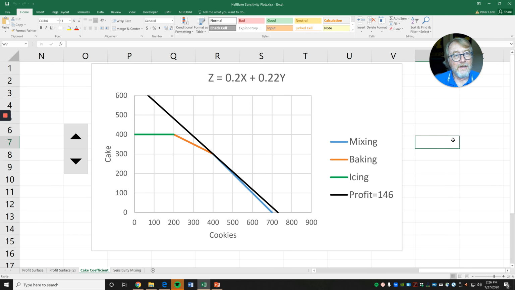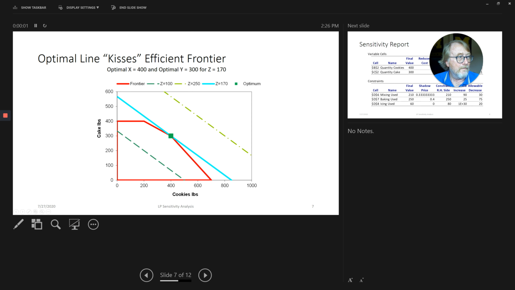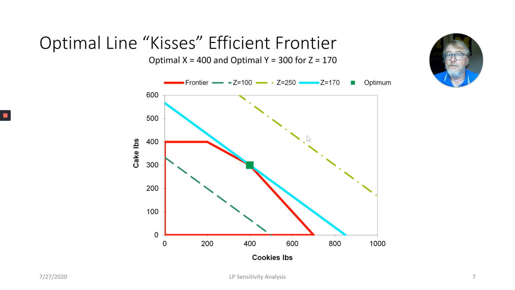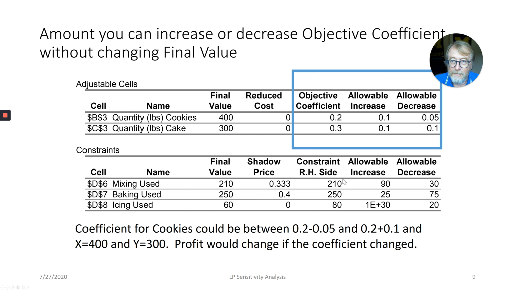All right, so that's the variable cell. Let me go back to the PowerPoint presentation. Sorry, I have two monitors. Gotta switch over. There it goes. Okay. And that's what that was, the adjustable cells up here, or variable cells.